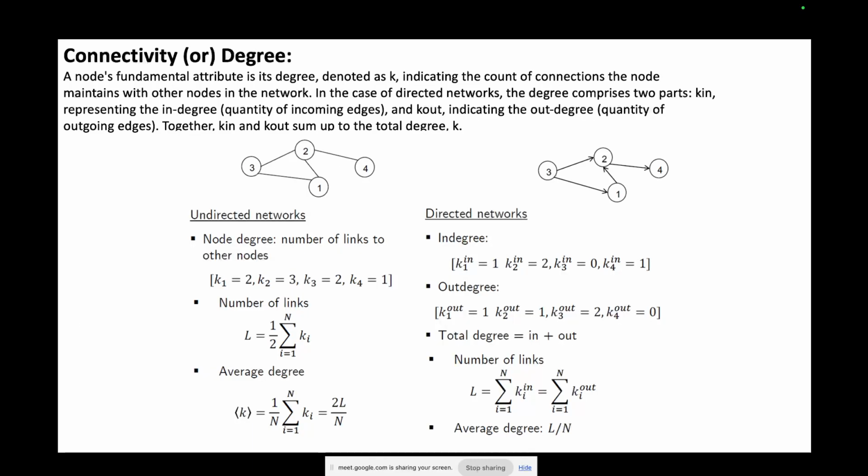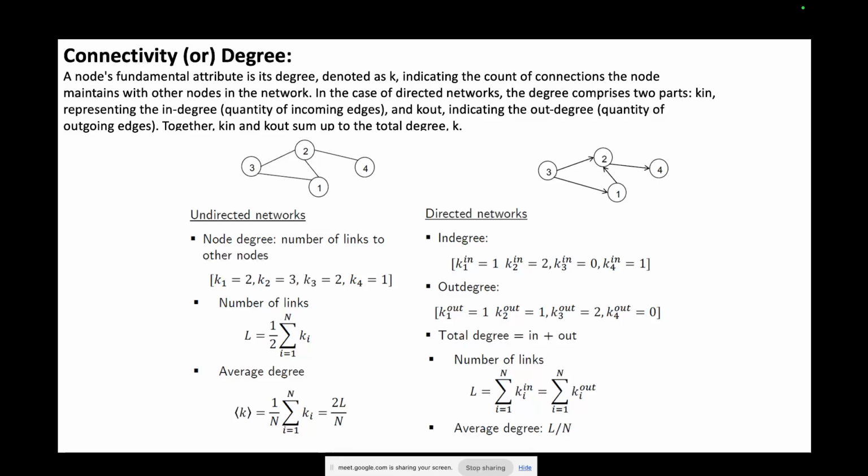Now we come to different parameters by which we describe a graph. The first and foremost parameter that comes to mind is connectivity, which is basically how two random nodes inside a graph are connected, or whether they are connected at all. A very fundamental attribute of a graph is the degree, denoted by k, and it indicates the count of connections the node maintains with other nodes in the network.